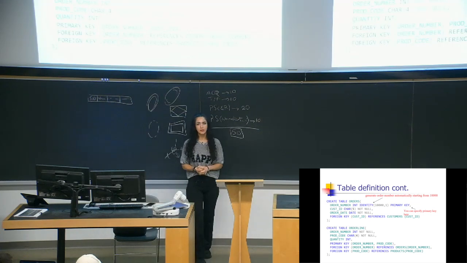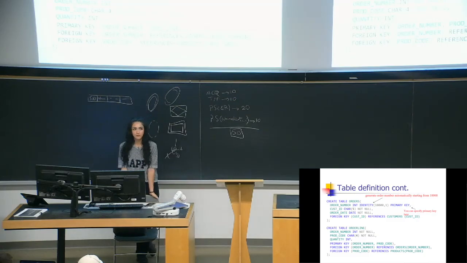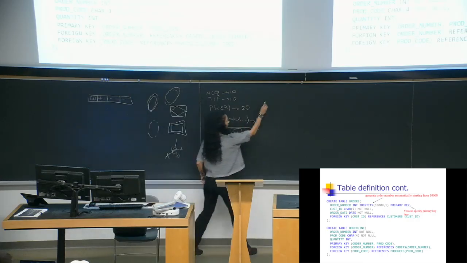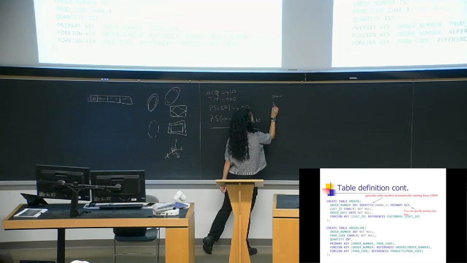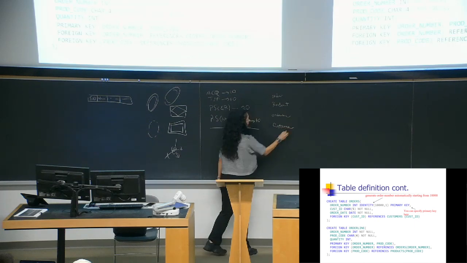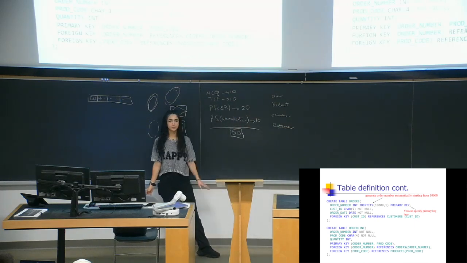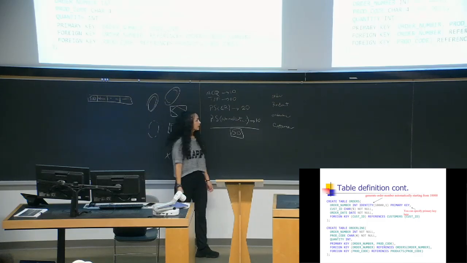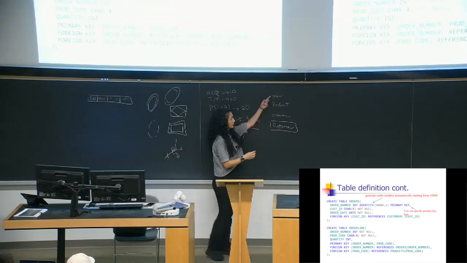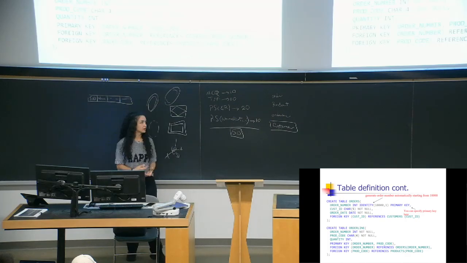Could I have this order, for example, create order, then product, then order line, and then customer. Is this the correct order? Yes. Yeah, because we have to create customer before order, right? The order table references customer.